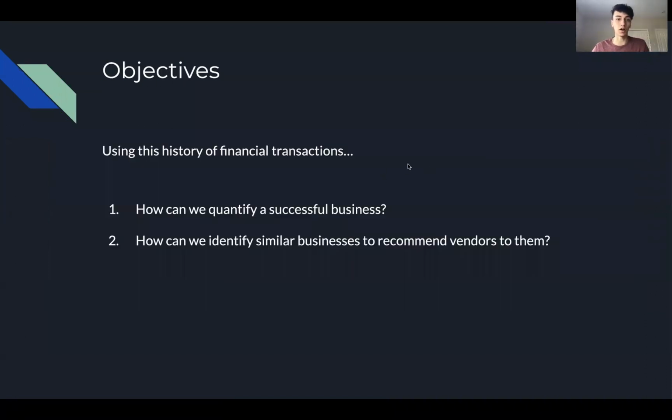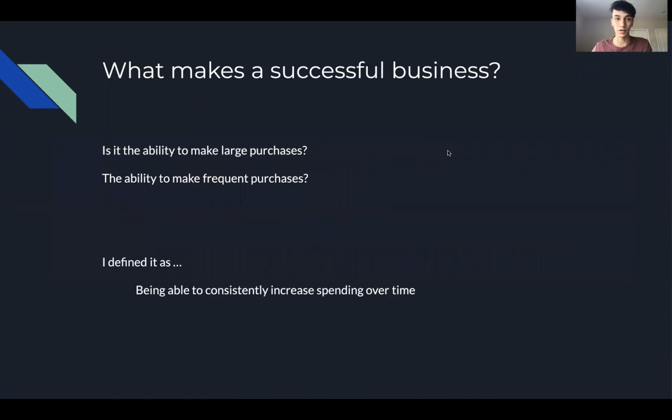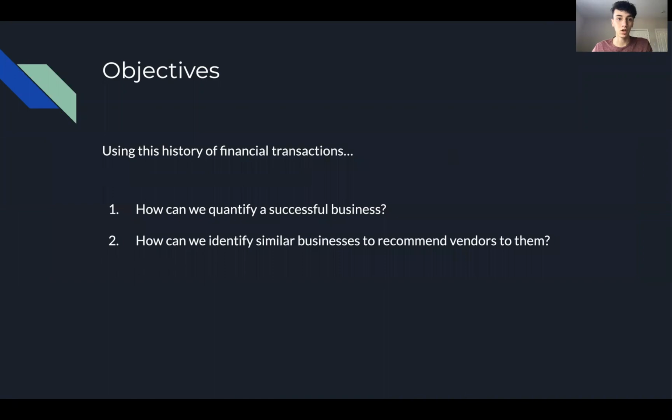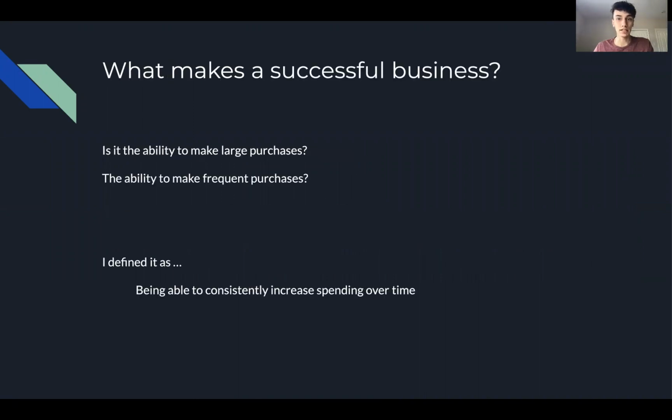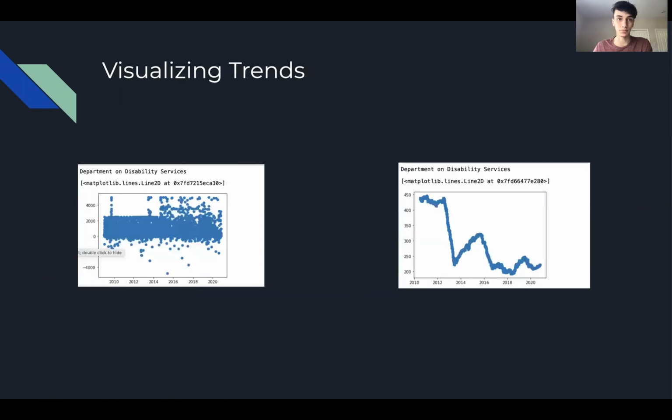And the objectives for the Build.com challenge are to use this history of financial transactions to answer the following questions. How can we quantify a successful business? And how can we identify similar businesses to recommend vendors to them? So what makes a successful business? Is it the ability to make large purchases, the ability to make frequent purchases? So I defined it as being able to consistently increase your spending over time. And the keyword there is consistency, as we'll see later in the presentation.